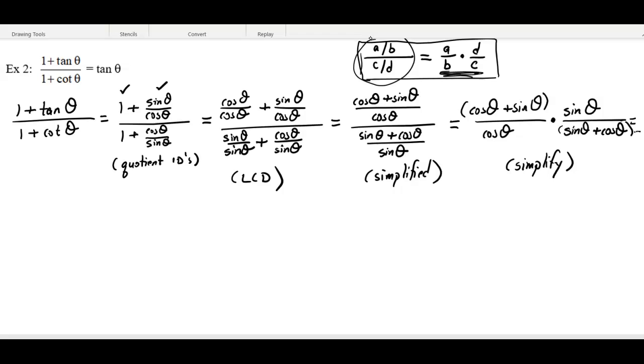I have cosine theta plus sine theta, which is the same as sine of theta plus cosine theta. These two factors cancel out. They are the same. I mean, this is A plus B, B plus A. A plus B divided by A plus B just cancels out. So you're left with sine of theta over cosine of theta. I just simplified. Which equals, and that's where we're trying to go, right? Sine of theta over cosine of theta is tangent of theta.